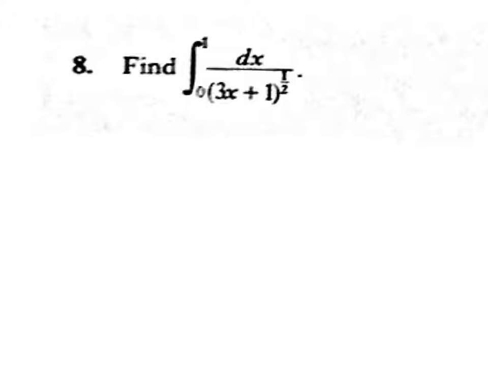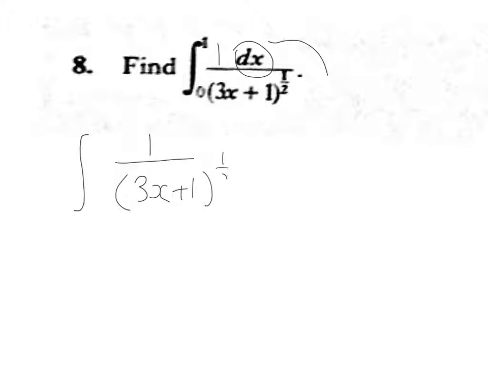Higher section 12, question 1. Find the integral of dx over (3x + 1) all to the power 1/2 between the limits of 1 and 0. Well, I'm first of all going to prepare to integrate here. Now I can take the dx down the side and leave the 1 up there, and that will be the integral of 1 over (3x + 1) all to the power 1/2.